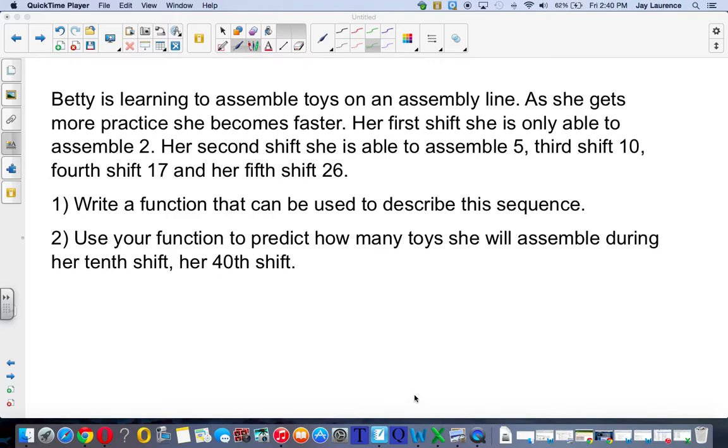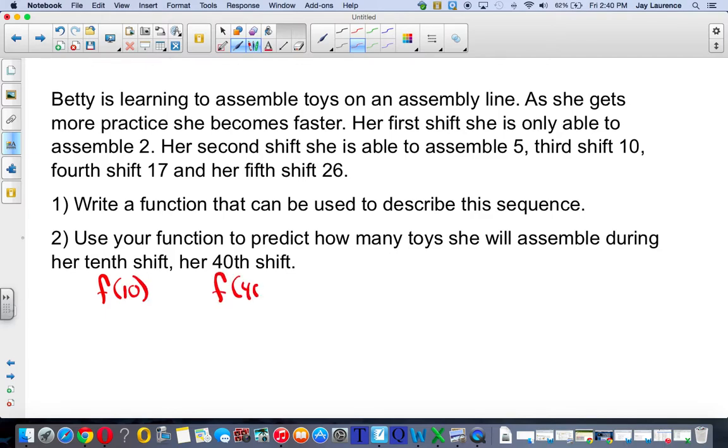By the way, as in our functional notation, this last part here, we'd be looking for f of 10, right, after you know your function, and we'd also be looking for f of 40, where we actually put 40 into the function machine. Now, some of you know how to do this.